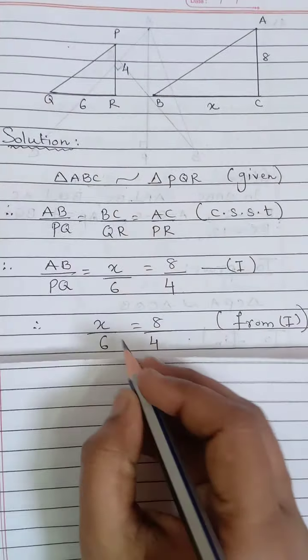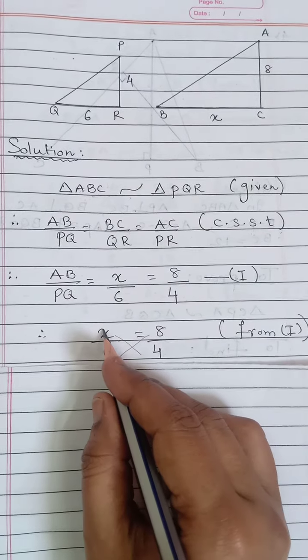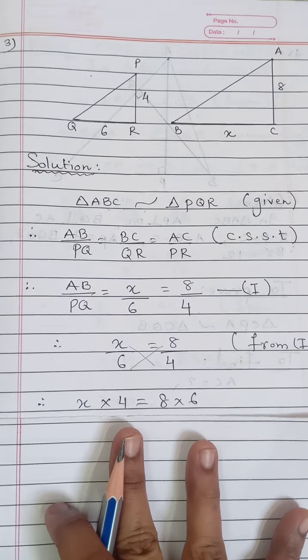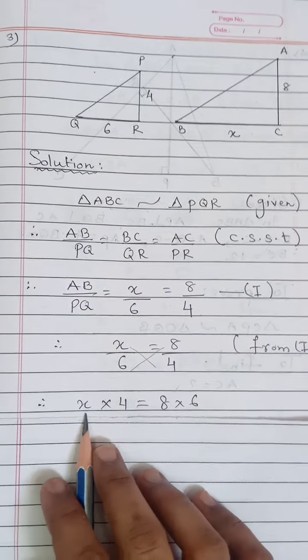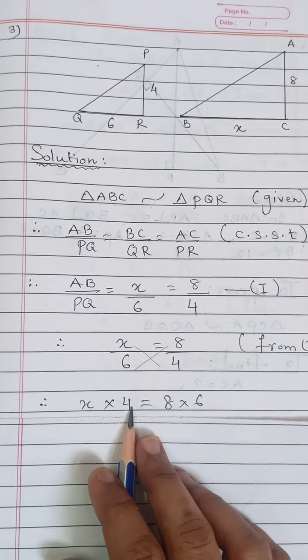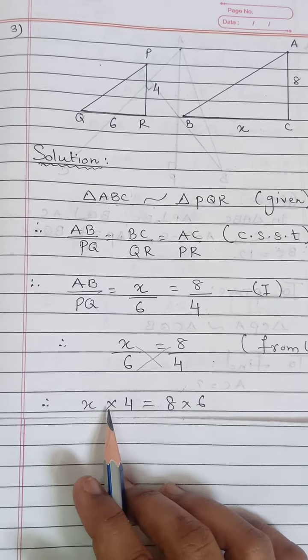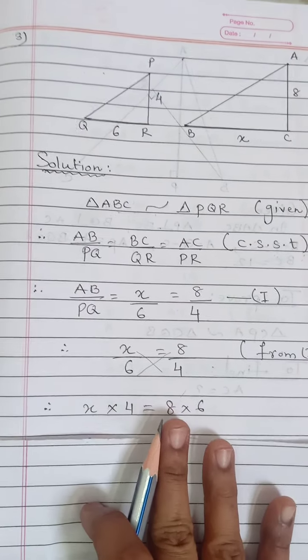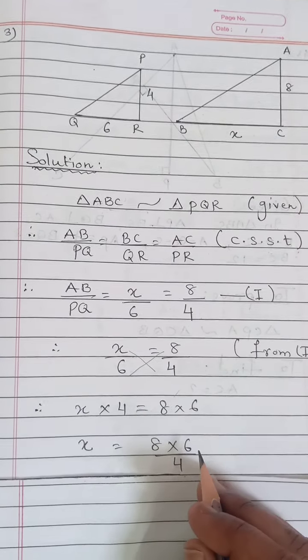Now after this we have to do the cross multiplication. That means this 4 will be multiplied by X and 8 will be multiplied by 6. So we'll do this cross multiplication. After cross multiplication, we will keep only X here, and this 4 we will take to the other side. As this 4 is in multiplication, if we take it to the other side, it will become division. So X will be equal to 8 into 6 upon 4.